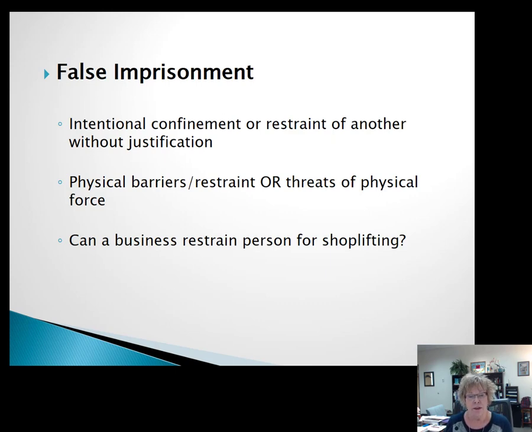Now, why do we want to deal with this in businesses? Because shoplifting is a huge problem in our world of business.